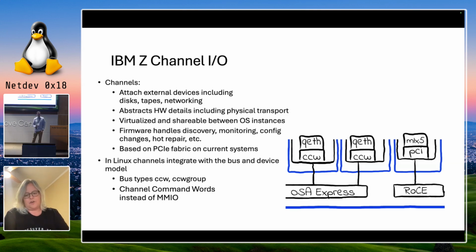The firmware in these channel cards is actually still quite powerful. So things like monitoring, probing, hot plug support, repair support that on other architectures a device driver may do, on s390, a lot of that is done by firmware, which makes sense because of the virtualization. If you have a hardware problem with a card, it's not the job of one instance to handle it, but it's the firmware's job to handle it.